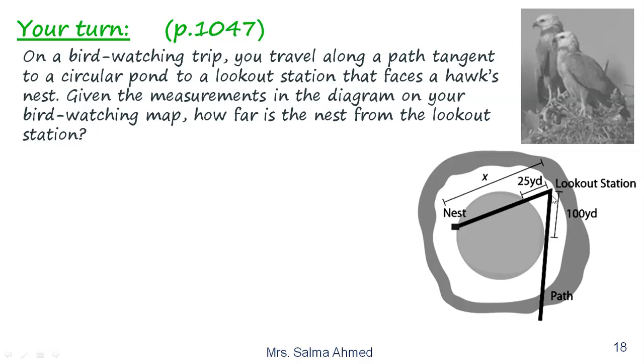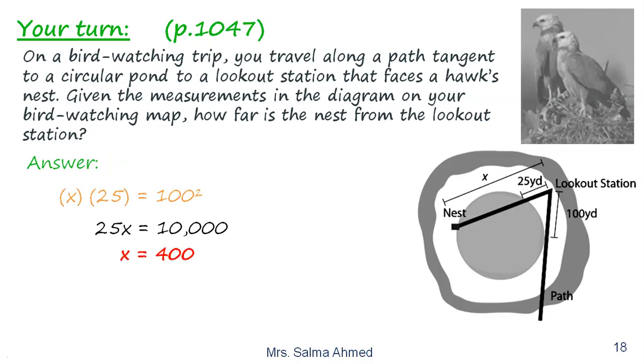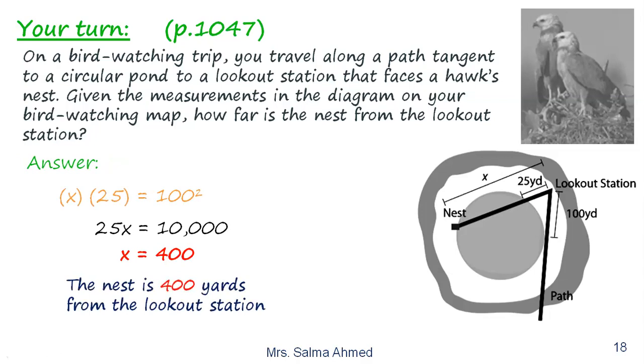I'm going to notice that this is a secant and this is a tangent. So I'm going to apply the third theorem, which is x, the whole secant, times the external part, which is 25. So x times 25 equals the tangent squared, which is 100 squared. So 25x equals 10,000. By dividing 10,000 by 25, x equals 400. So this is the distance between the nest and the lookout station. This is x, which is 400.